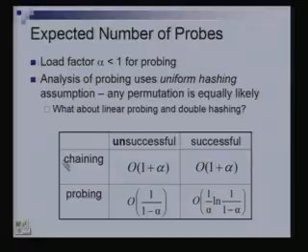So we will now be able to capture it in a table, right? For unsuccessful and successful searches, when we had chaining, it was 1 plus alpha, recall. For probing, for an unsuccessful search, it was 1 over 1 minus alpha, and for a successful search, what I just showed you, it is 1 by alpha times log of 1 over 1 minus alpha.